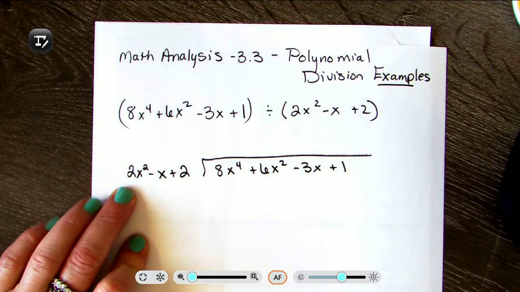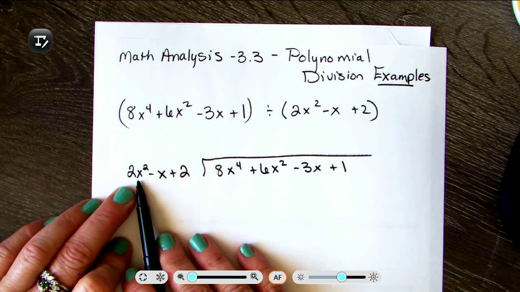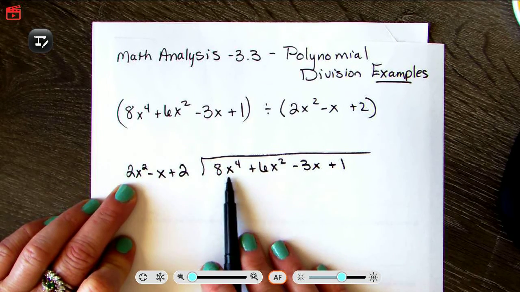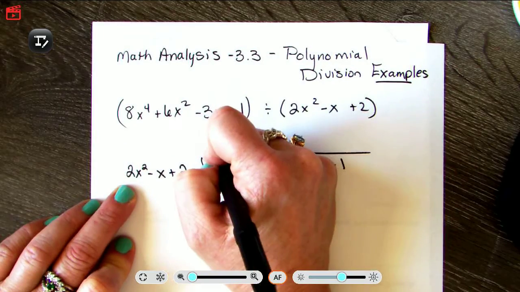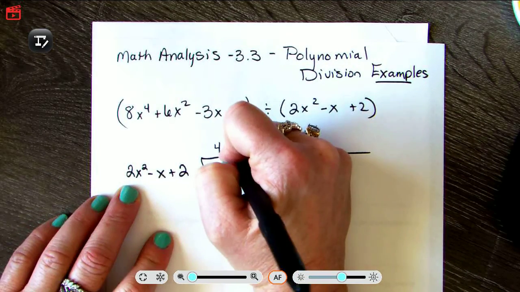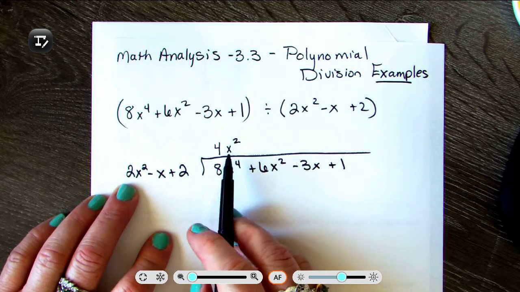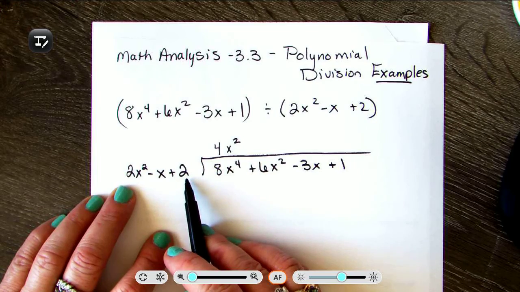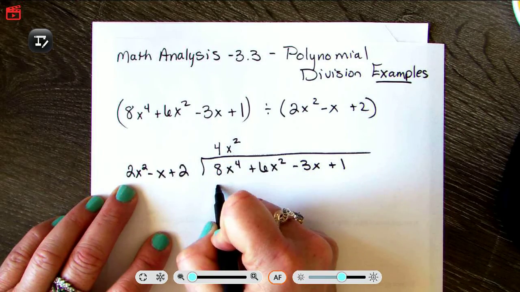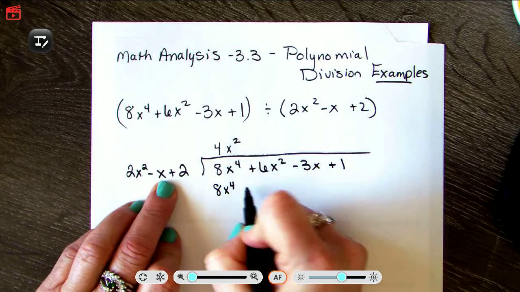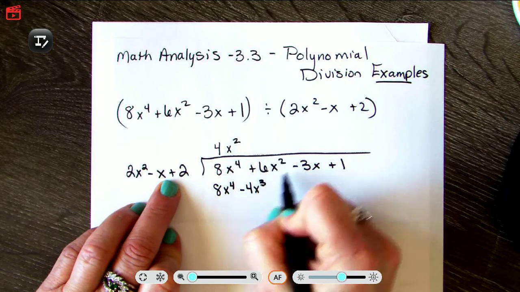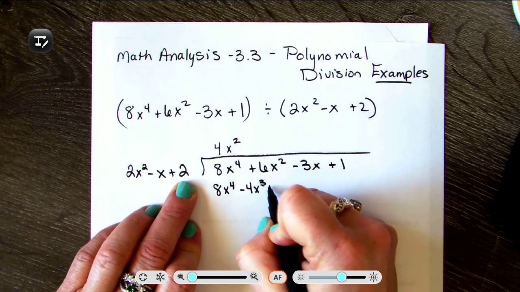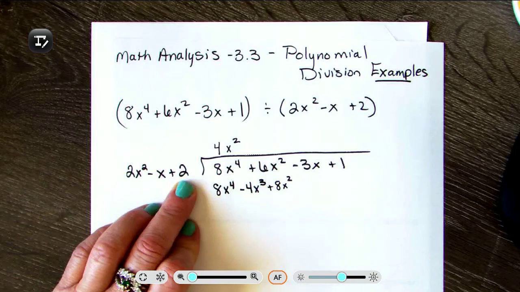But the process again is we will take this 2x squared, and what do we need to multiply it by to turn it into 8x to the fourth? That means we need a 4 and an x squared. And then we carefully have to multiply this by every term in this piece. So we're going to have that 8x to the fourth minus 4x cubed, which I'm going to kind of squish in there. I should have left some space. And then we have a plus 8x squared.